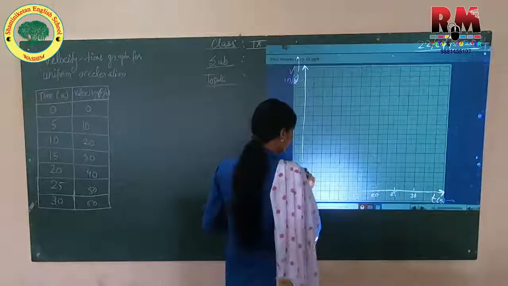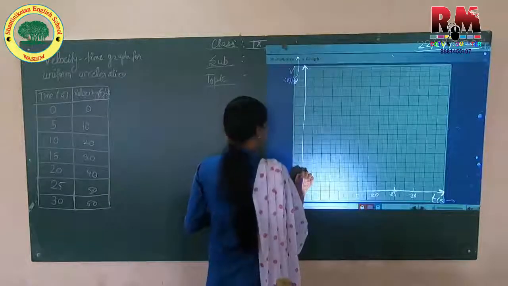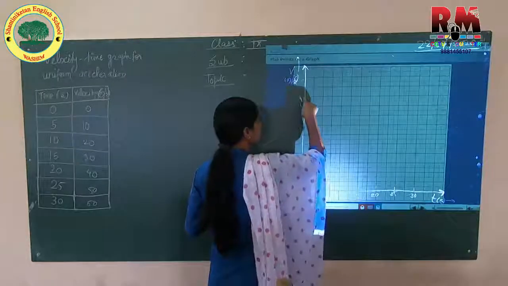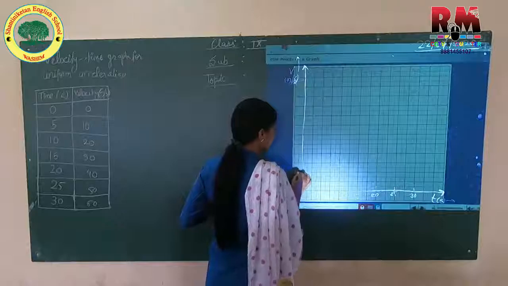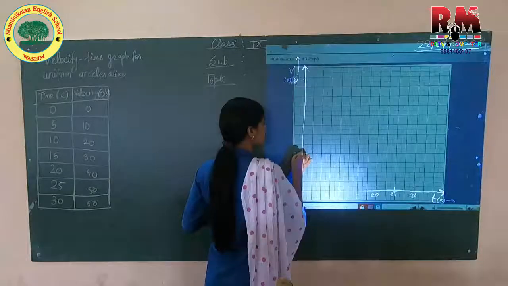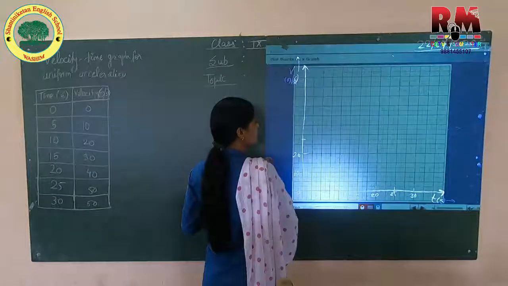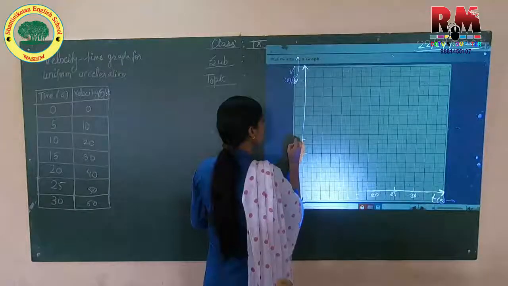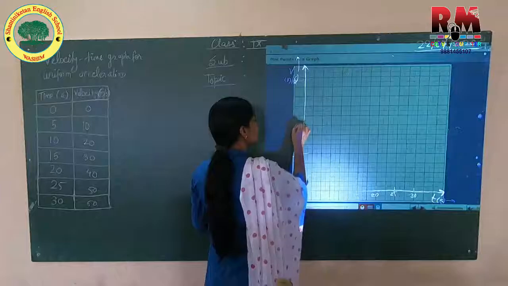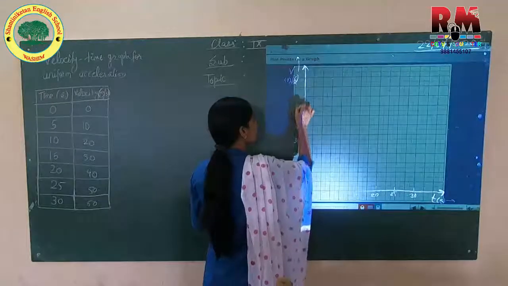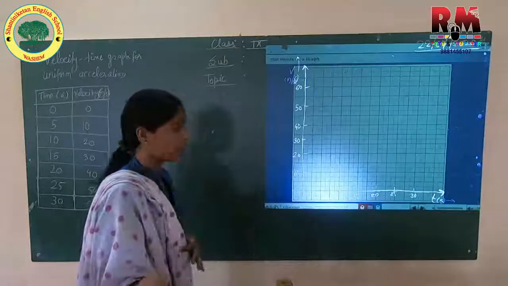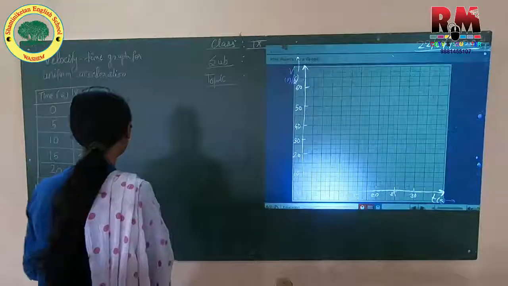Then here 10, 20, 30, 40, 50 and 60. I'll write here using two divisions, two boxes: 10, 20, then 30, 40, 50, 60. Okay, now let us do the plotting.